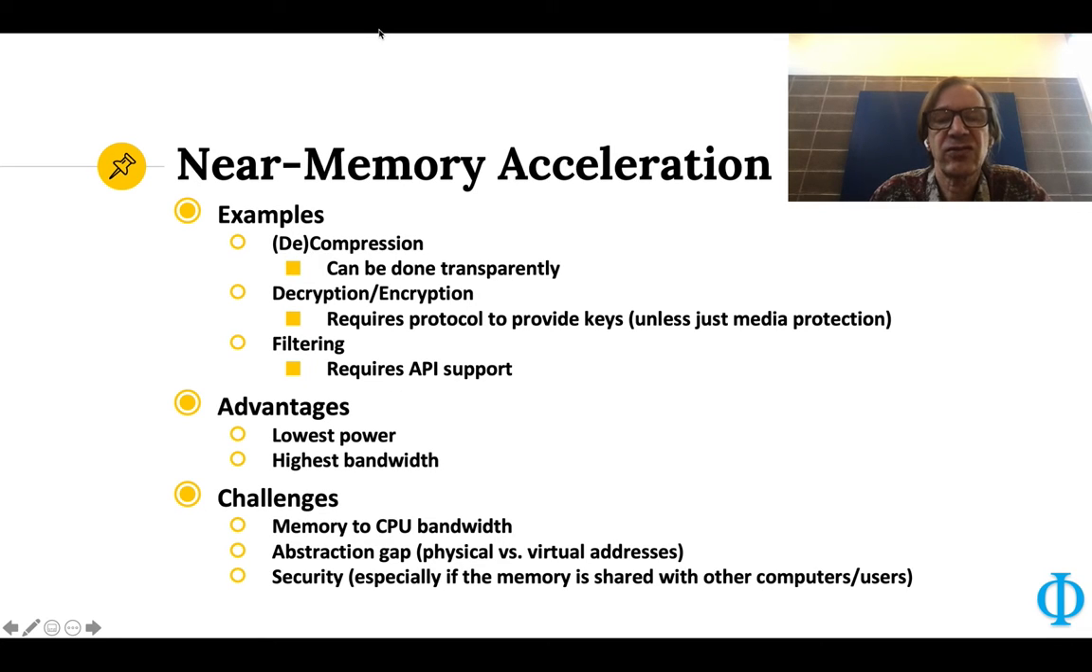There's an important abstraction gap also in this case, because in memory, you typically deal with physical addresses, whereas your programs and problems deal with virtual addresses, especially if you do operations defined in user space, rather than use this as an accelerator for firmware or the operating system. And then also in this case, security might be an issue for similar reasons that I mentioned with the near storage acceleration.